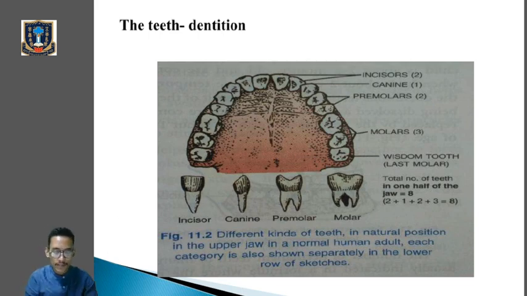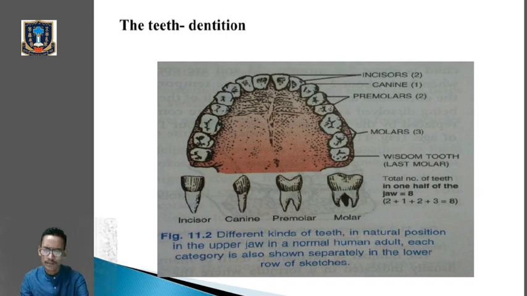In the second chapter, the digestive system, we are going to start with the teeth, the dentition. We are learning about the various organs of the digestive system. In the first video, we learned about the mouth, the upper lip, the lower lip, and the tongue functions. Now we learn about the second organ of the digestive system, that is teeth, or we can say the dentition also. Teeth have a very important role.